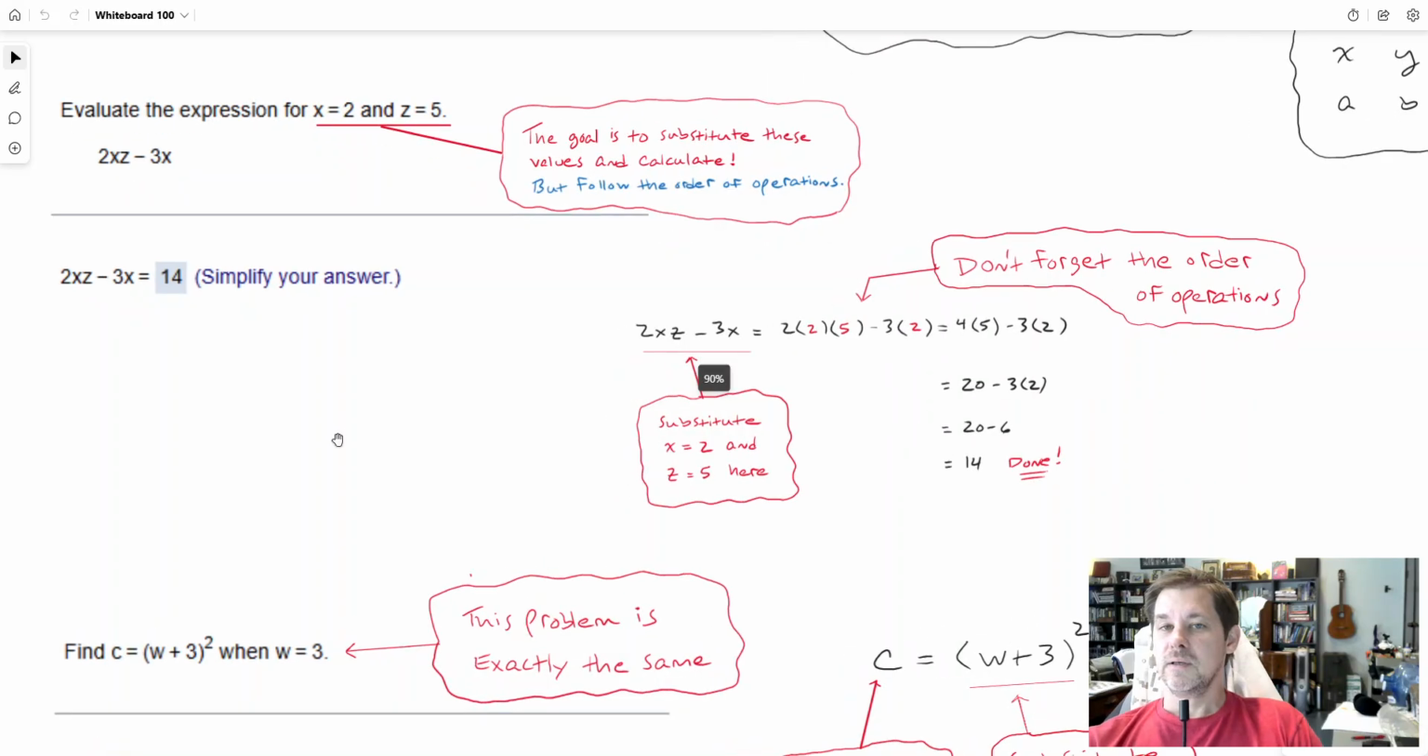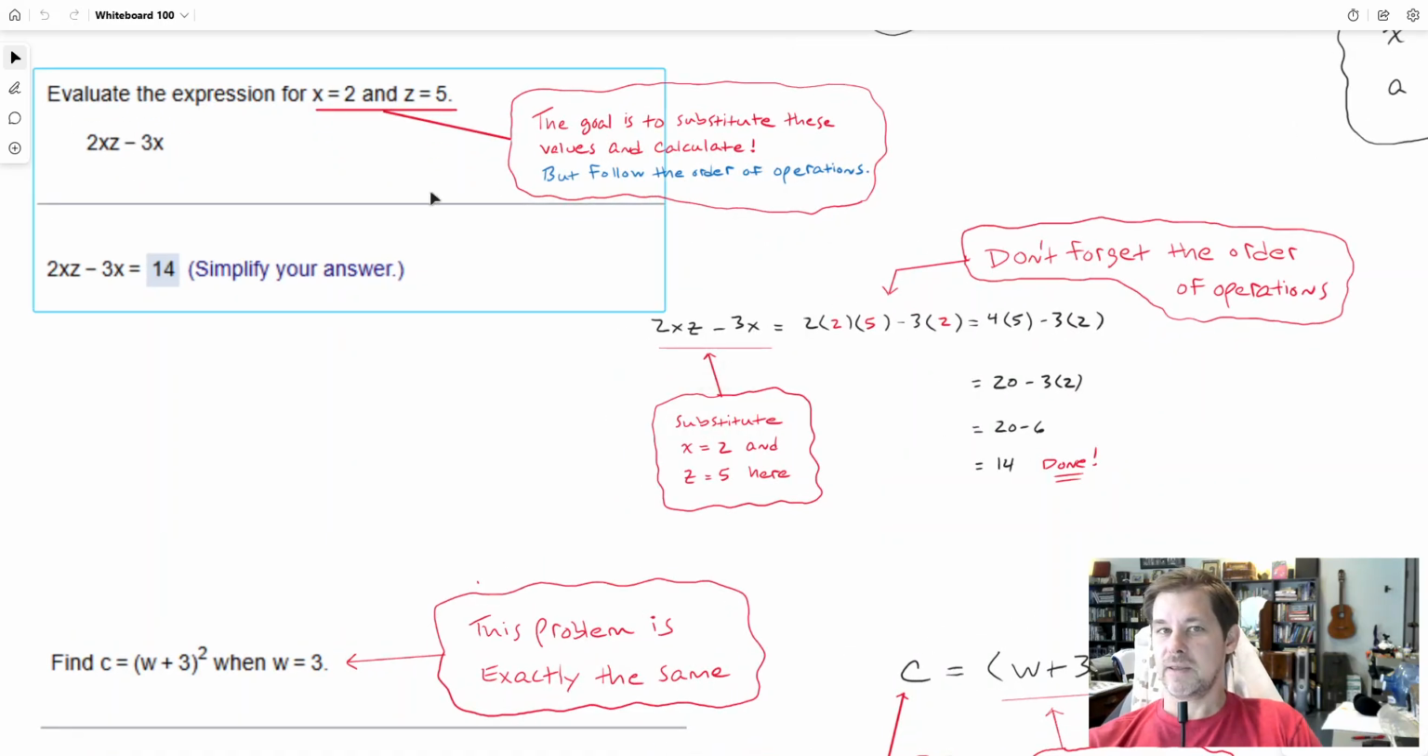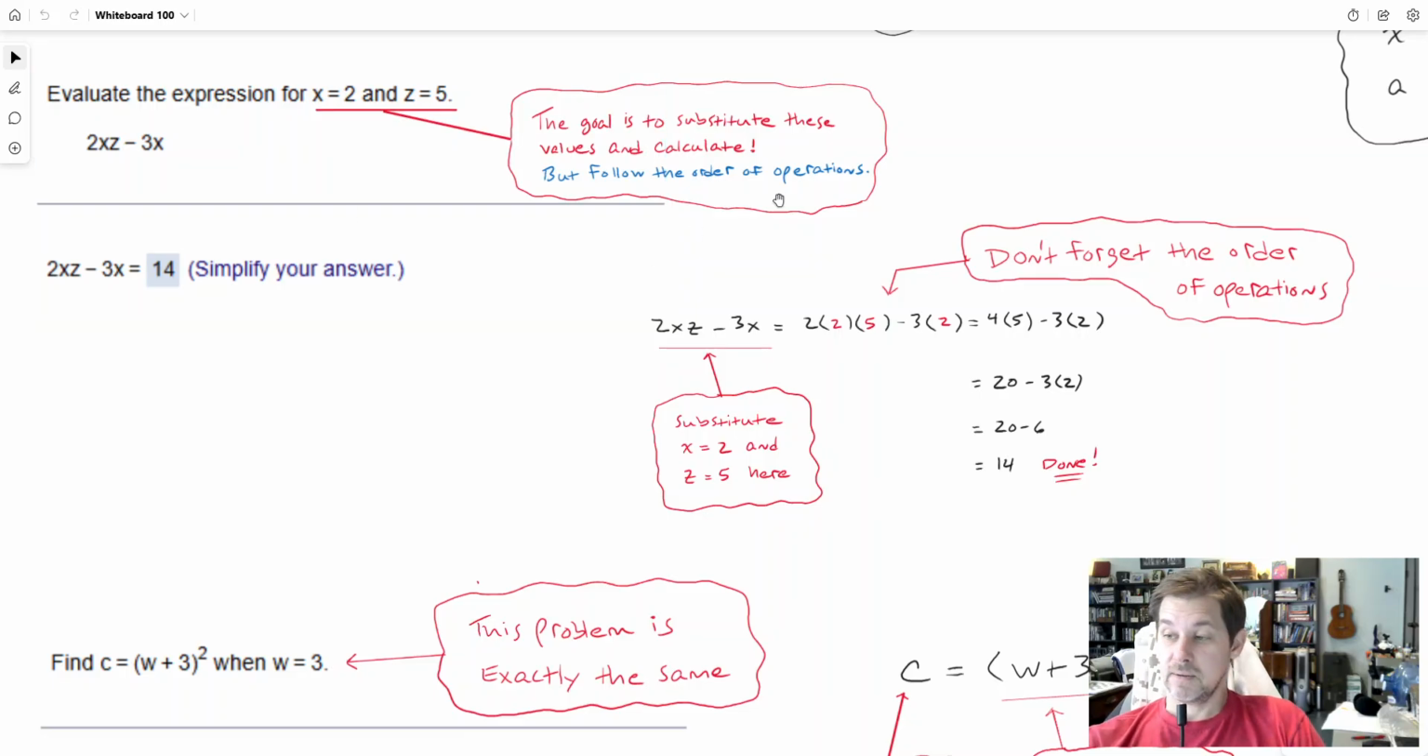Okay? So here's the objective with that sort of thing. The goal is to substitute the 2 for the x and the 5 for the z in this expression and then calculate it. But when we calculate it, we need to follow the right order of operations. I already made that video on the order of operations, so if you didn't know what the order of operations was, you'd either have to learn it to follow this or go back and look at that other video. So I'm going to do that.